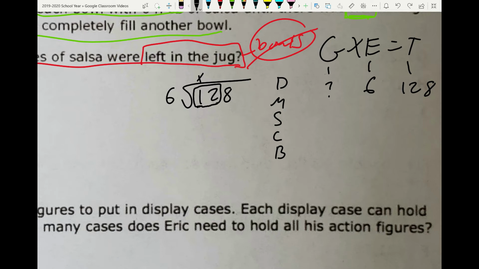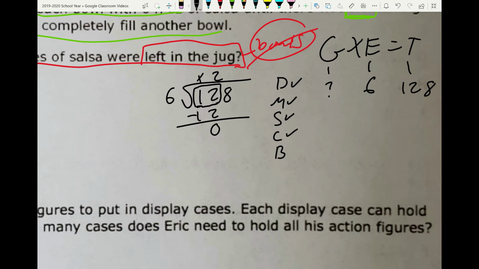How many times can 6 go into 12? At least 2 times. Okay, I divided. Now I'm multiplying. 6 times 2 is what? 12. Now we subtract. 12 minus 12 is 0.